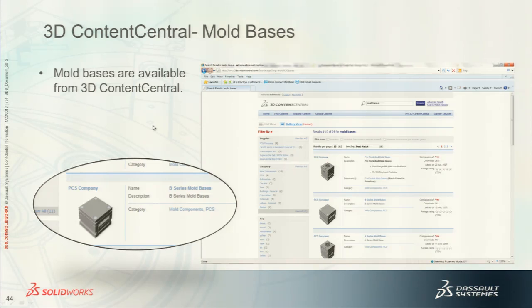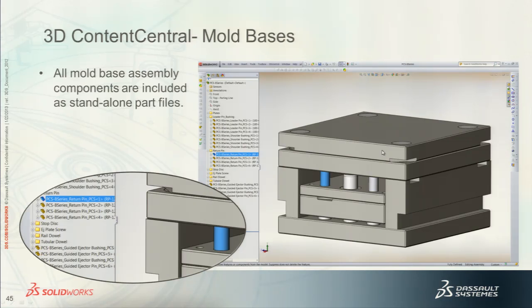Here's a PCS mold base, one of my favorite mold base configurations. I downloaded this from 3D Content Central, and you can see here that it gives you all the individual pieces that you would require for your mold base. So what you will do is take those surfaces in your A and B halves of the tool, locate them in your mold base, and then go insert cut with surface. And then you'll hog out your core and your cavity using those surfaces as your tools.